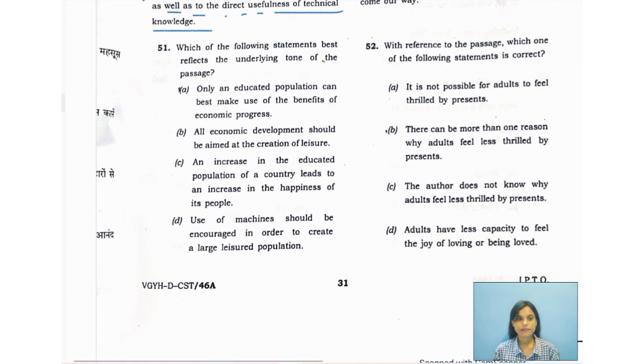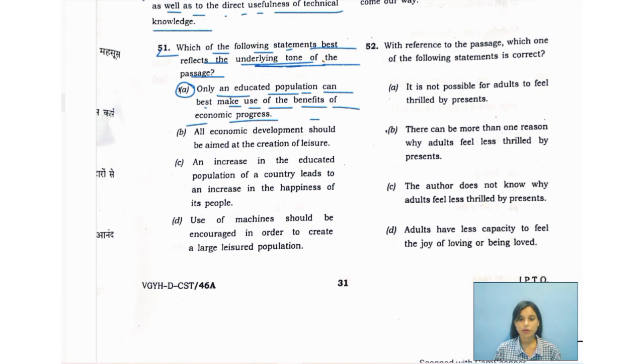The question says, question number 51 says, which of the following statements best reflects the underlying tone of the passage? Underlying tone means what is the main thing that the passage is trying to say. The passage is trying to say that only an educated population can make the best use of the benefits of the economic progress. Yep, this is obviously correct, but let's check the other options also.